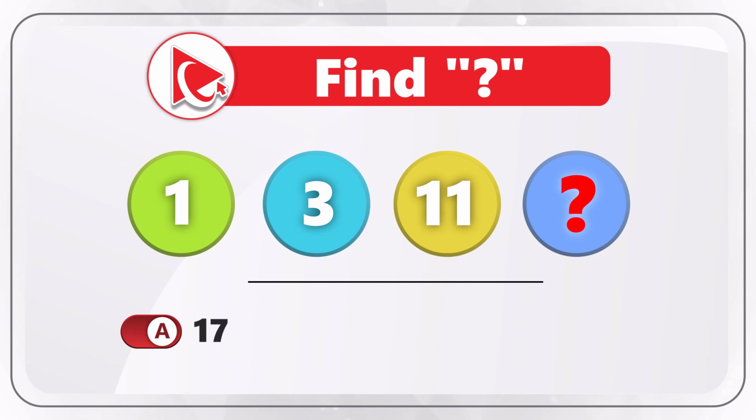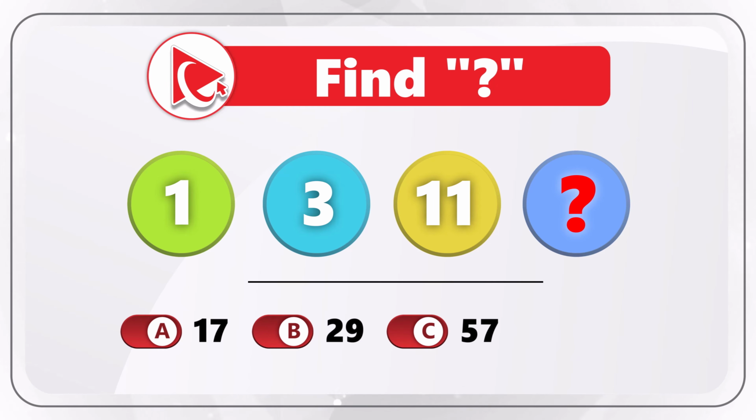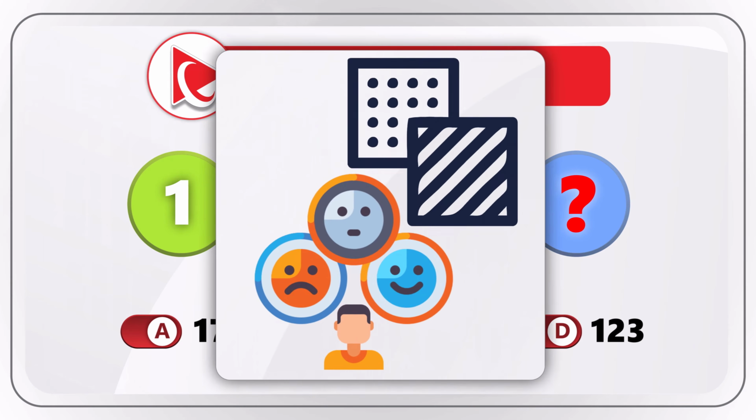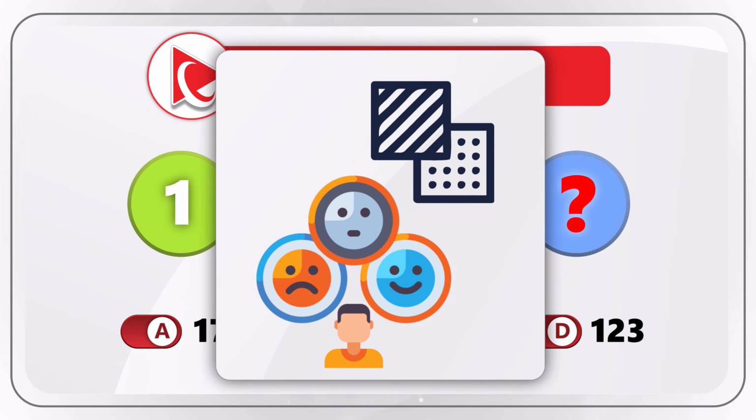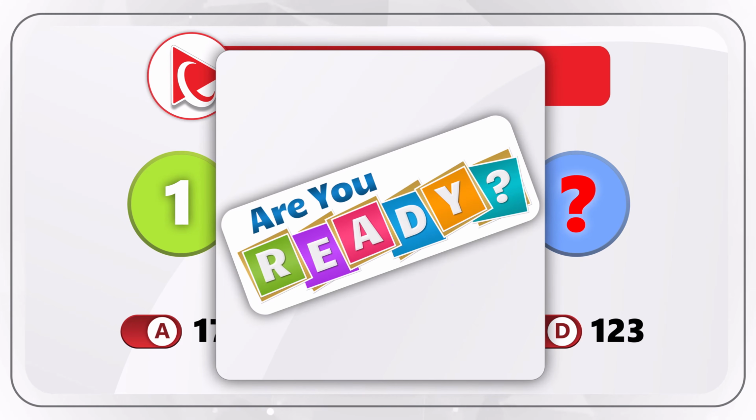Choice A, 17. Choice B, 29. Choice C, 57. And last but not least, choice D, 123. I would recommend you run this question through the most common patterns you have in your mind, so you can get to the correct answer. Are you ready to compare solutions?